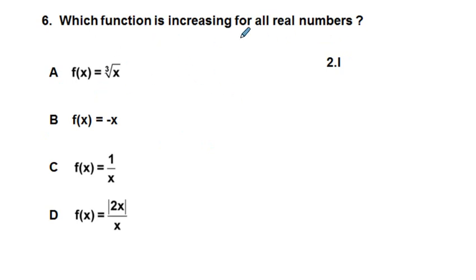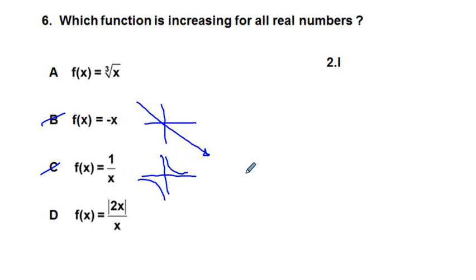Which function is increasing for all real numbers? Well, you can graph each of these in a calculator. I'm just going to sketch the wrong answers here. B, it's going to look like this. f of x equals -x. So that's decreasing for all real numbers. This next one here, 1 over x, is going to be like this, decreasing and decreasing. So that is not right.